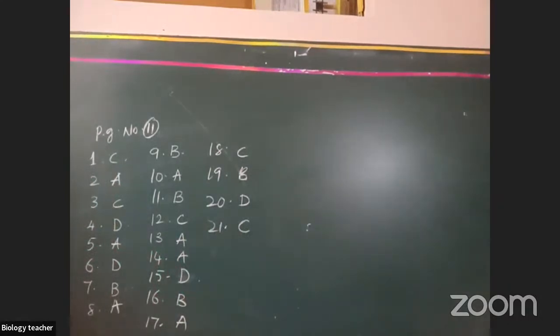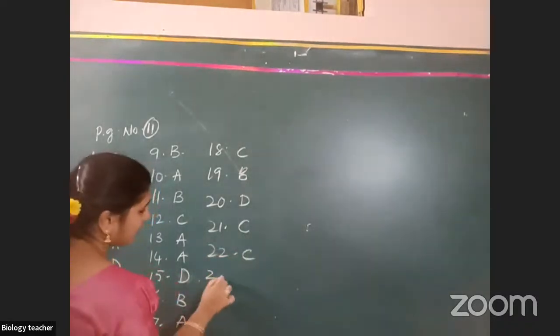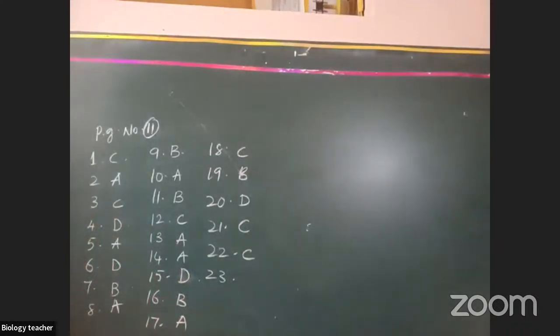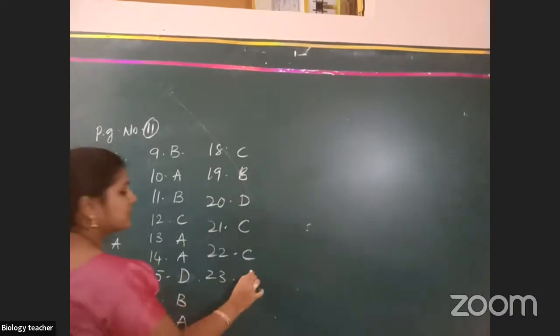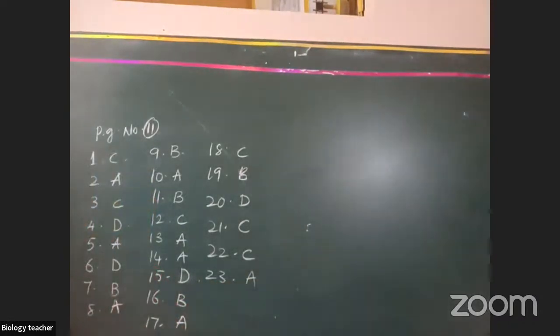Solute concentration is higher in the external solution, then that solution is known as hypertonic. C. Next, 23rd. A cell placed in hypertonic solution will shrink. Next, 24. Root hair absorbs water from soil through osmosis.